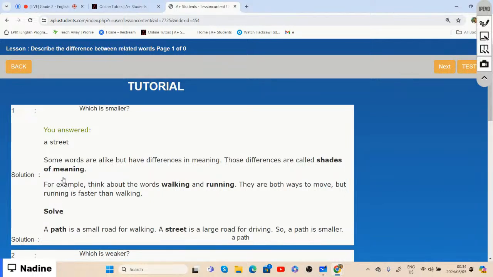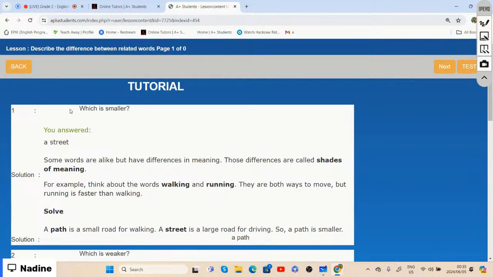All right, it's the same as making an example of the ant, the bee, and a fly. They are part of the insect group, but all three of them are totally different, right? So that is what they mean when they say that some words are alike but have differences in meaning. So they're part of one group, but they have differences in meaning. And those differences we call shades of meaning, right? So now we're going to describe the difference between related words.